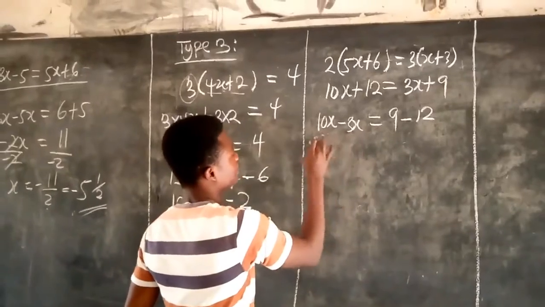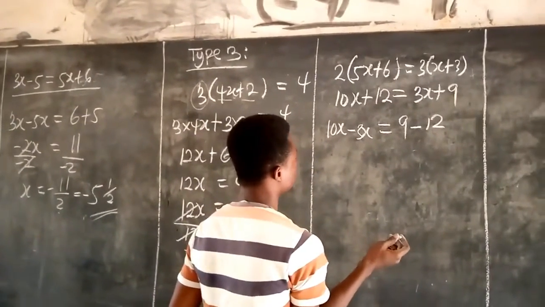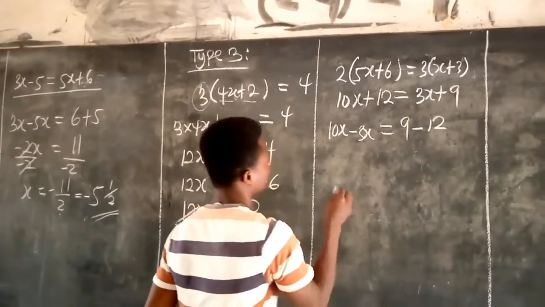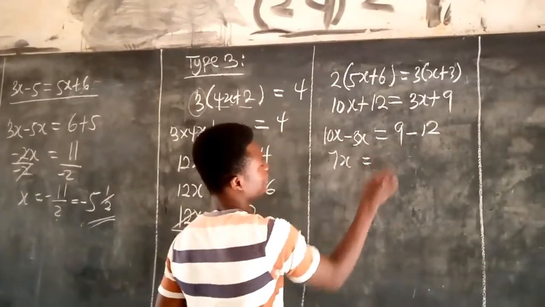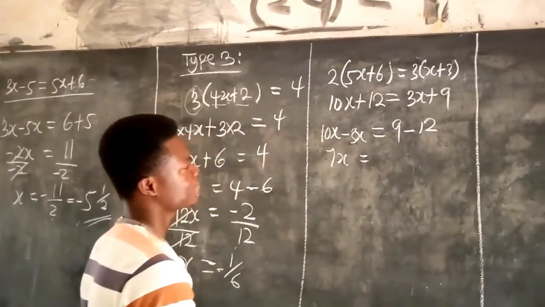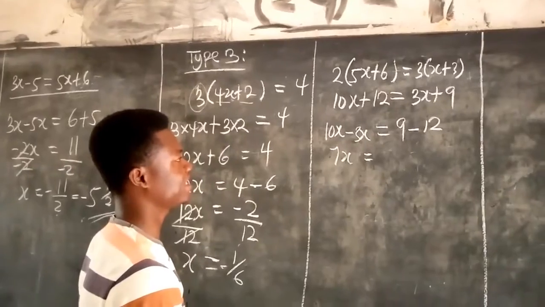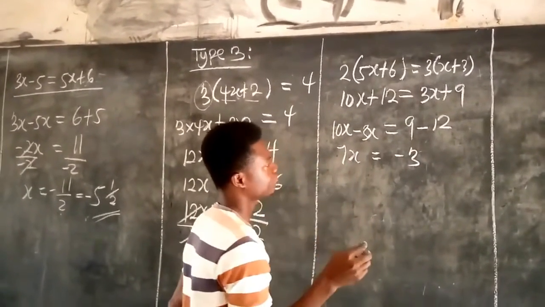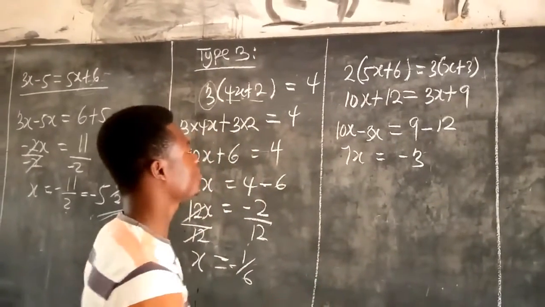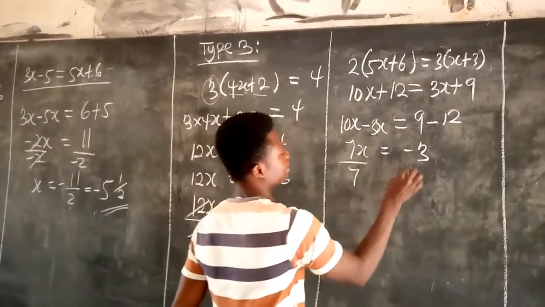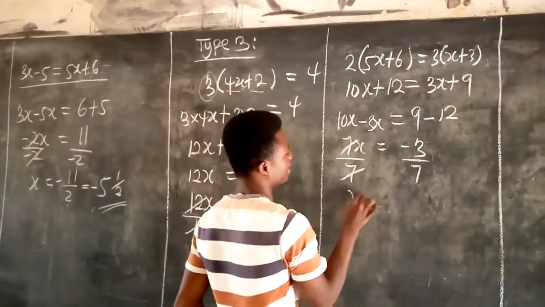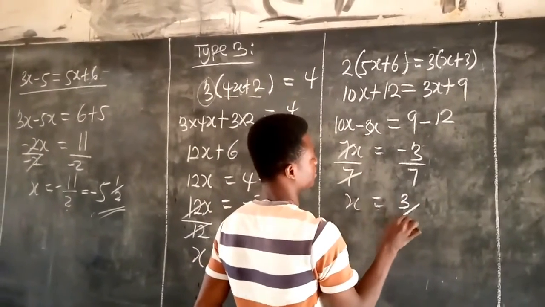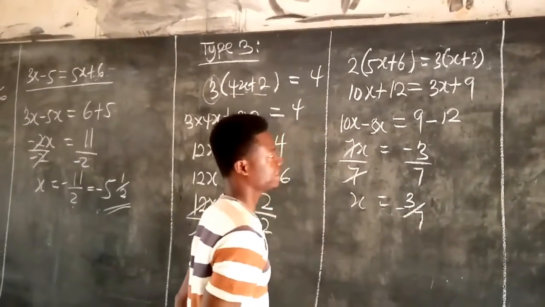So 10 minus 3 will give us 7x is now equal to, and then 9 minus 12 gives us minus 3, like this. Okay, so we want to make x the subject, so divide here by 7, divide here by 7, and we have my x is now equal to minus 3 on 7.